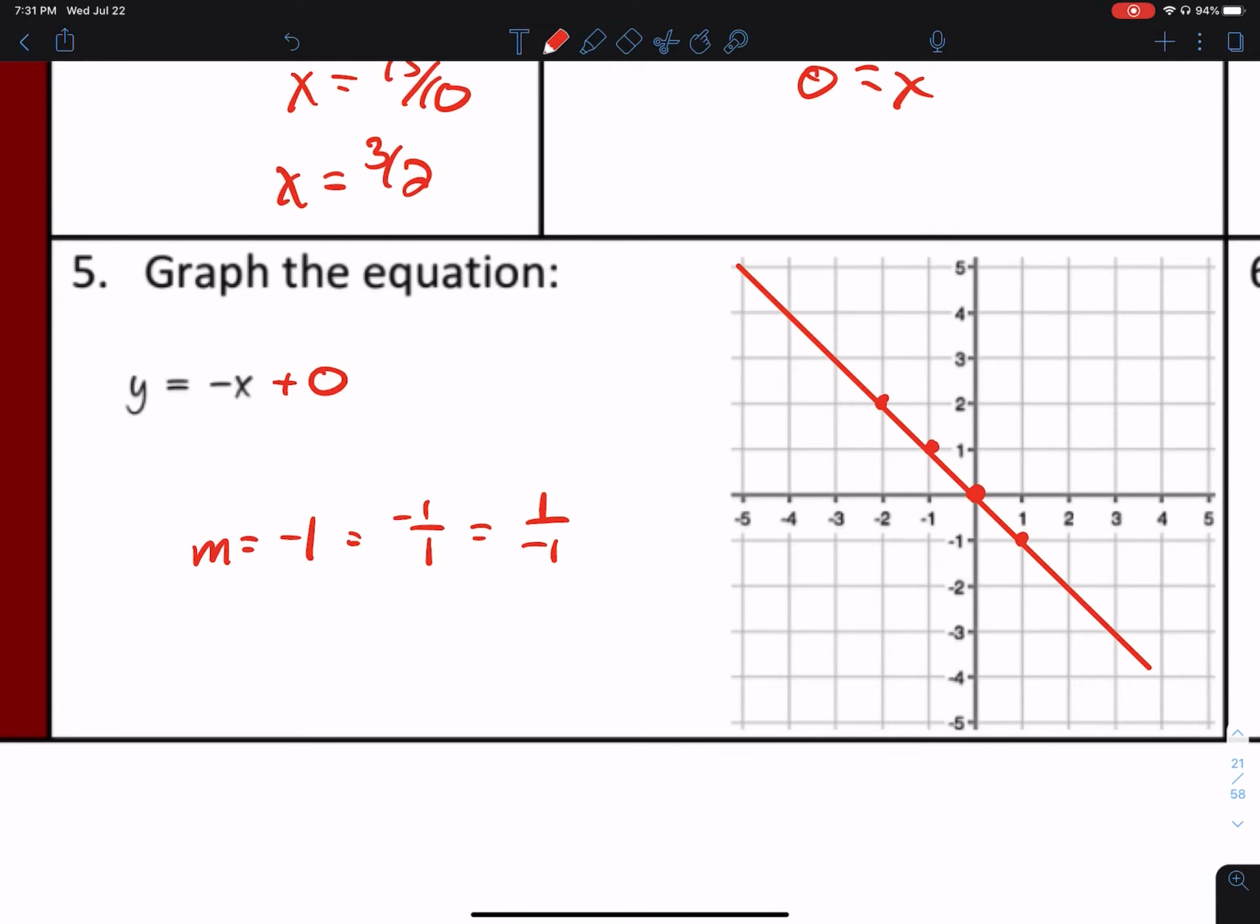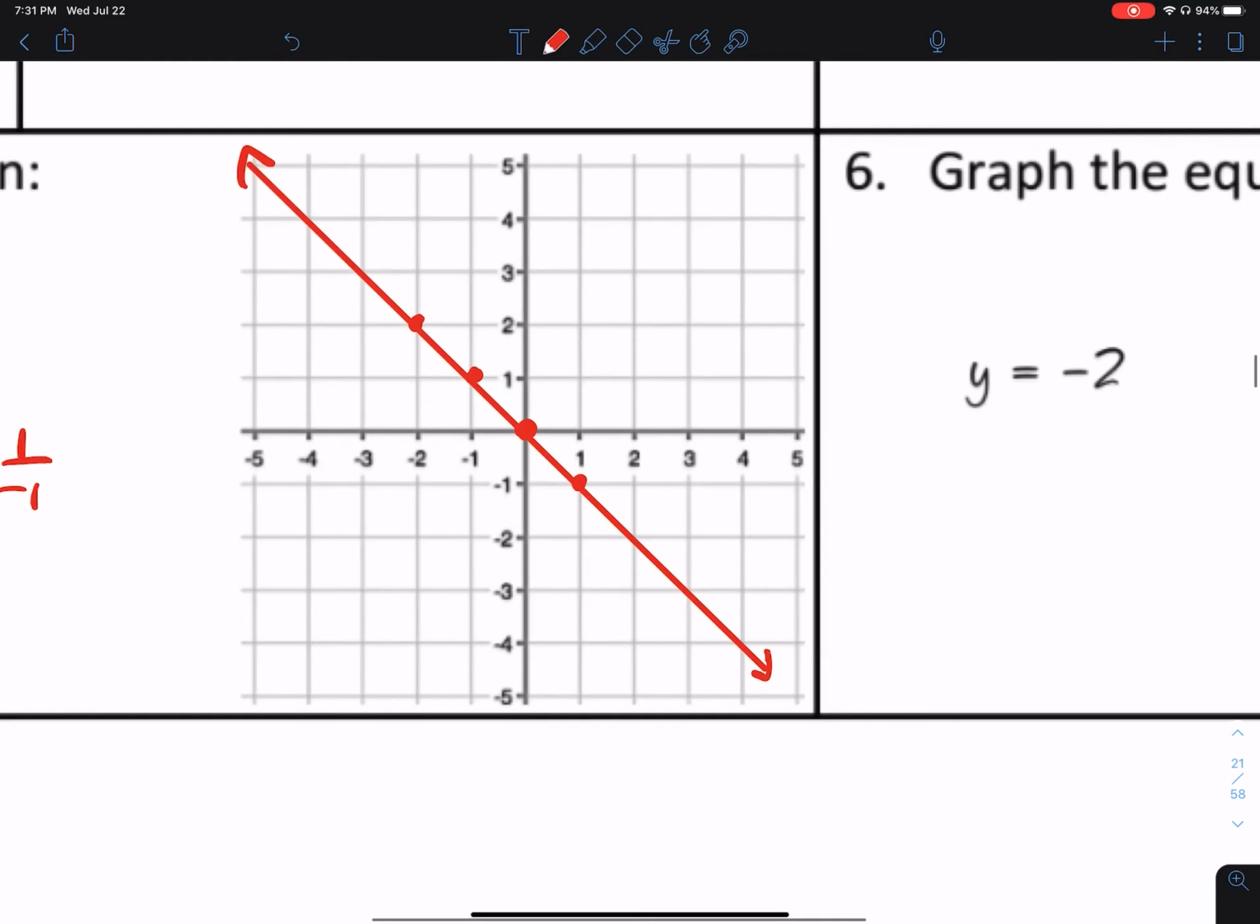Using a straight edge, and I suggest using your company issued straight edge that's around your neck, you connect those points and that line is graphed. I ask that you label the y-intercept.